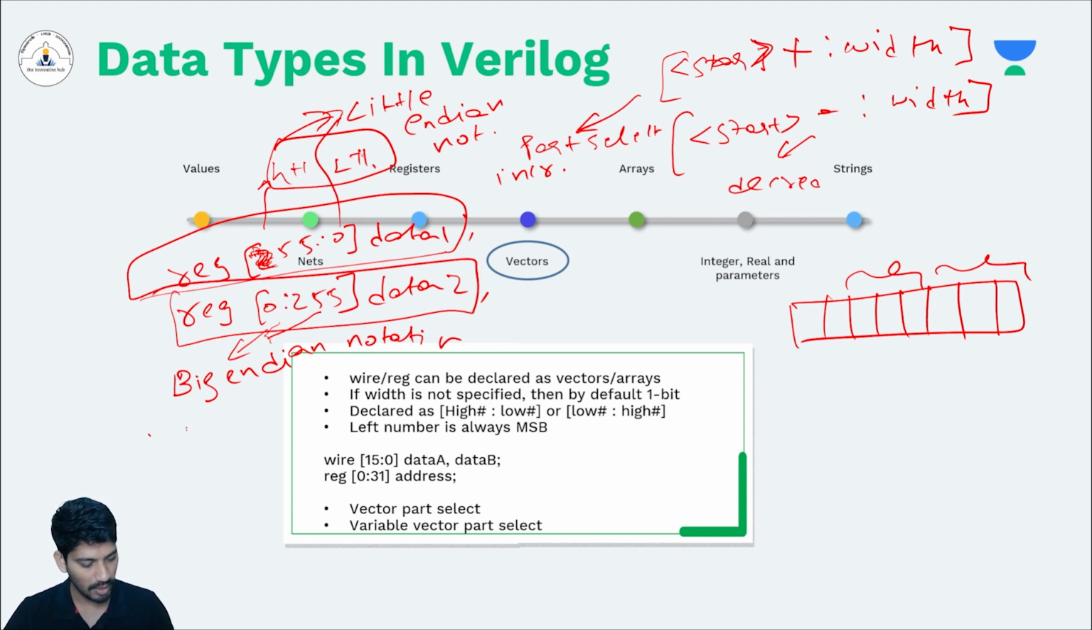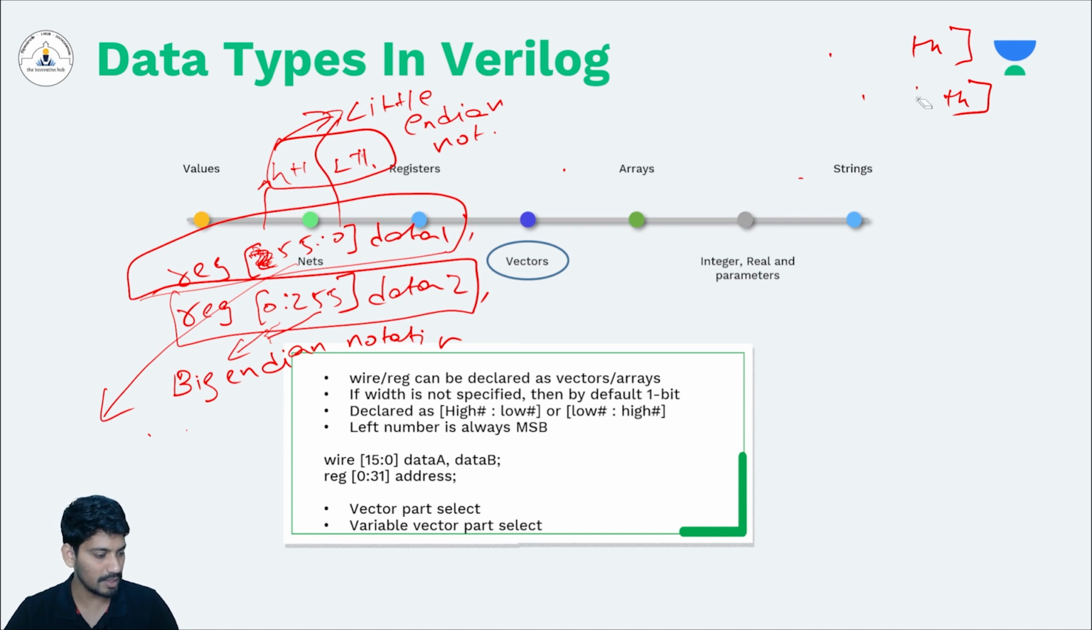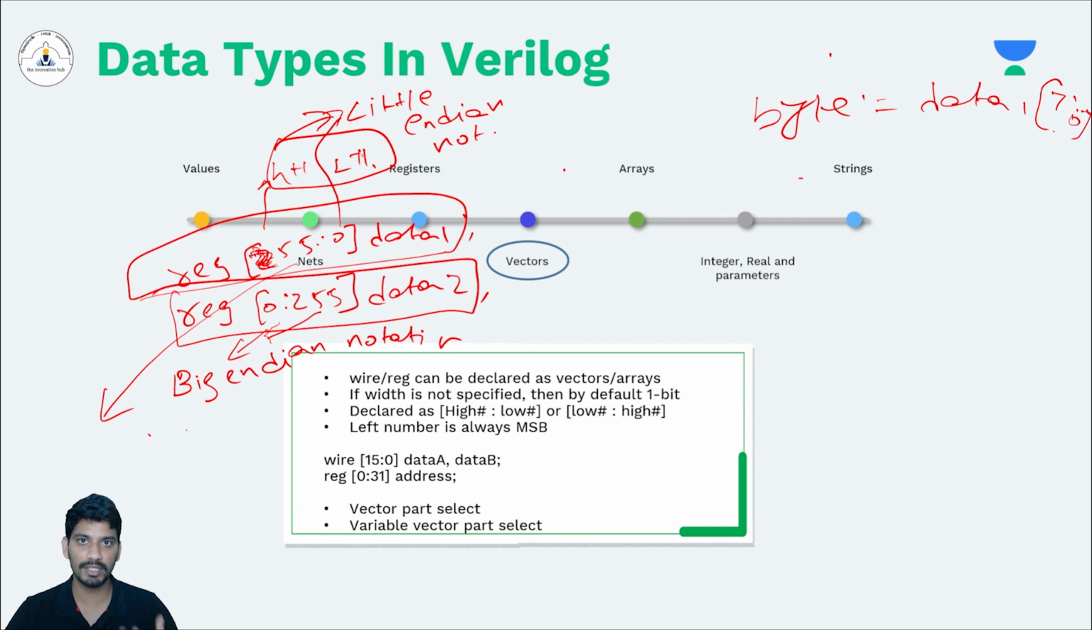So let's take an example of how to select from this register. If I want to select various parts, not a single part. We have already seen how to select a single part, right? You can directly define it like this: my byte is equal to data 1 of 7 down to 0, let's say. This is one way of selecting. But let's say you want to select various parts, where you can use a for loop just like in the C language. So let's see how to do that.